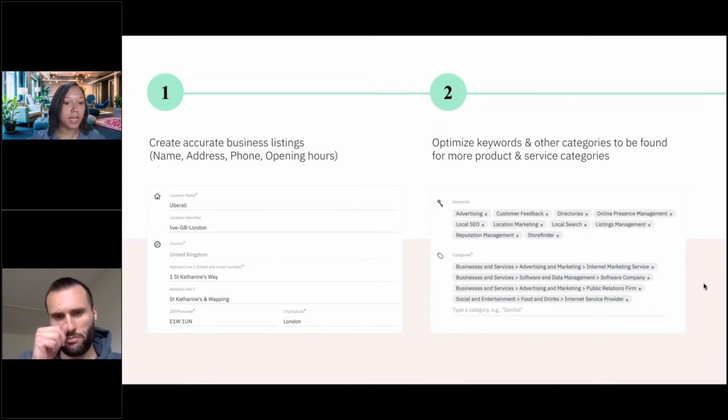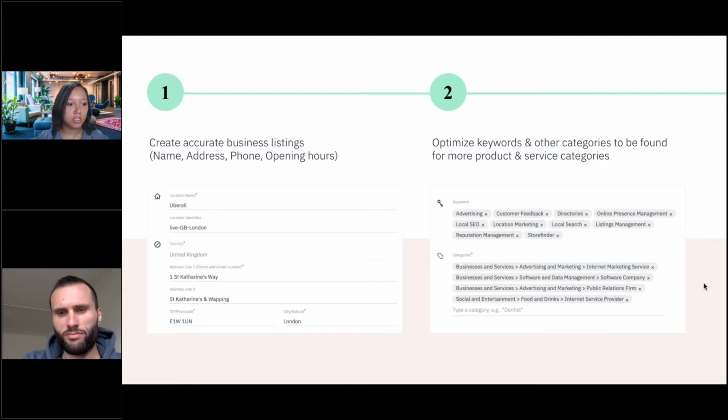So the first element of our platform is really about creating and publishing your core location data. These are what I like to refer to as the non-negotiables. These are things like your name, your physical address, your phone, your opening hours, those core pieces of business data that you just cannot operate without. You cannot have visibility without them.